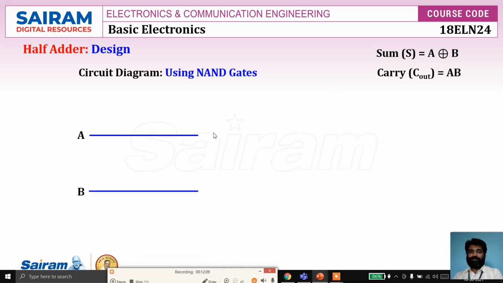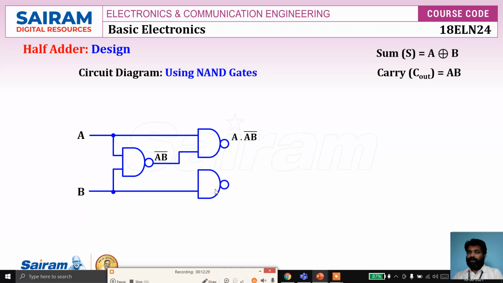See, here we use one NAND gate. Inputs are A and B, and its output is (AB) whole bar. And we consider another NAND gate. One input is A and the other input is (AB) whole bar. Its output is A into (AB) whole bar. Then one more NAND gate: one input is B and the other is (AB) whole bar, so its output is B into (AB) whole bar. Together we connect these to one more NAND gate. Its output is A exclusive OR B. So only 4 NAND gates. The output of this gate is sum.